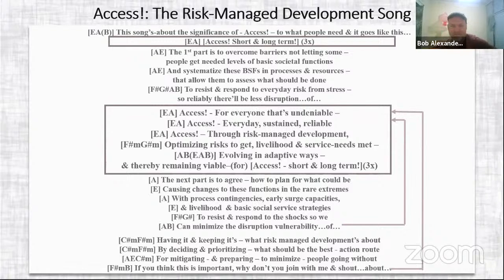About access. For everyone, it's undeniable access. Everyday, sustained, reliable access. Through risk managed development, optimizing risk to get livelihood and service needs met, evolving in adaptive ways, and thereby remaining viable. For access. Short and long-term access.